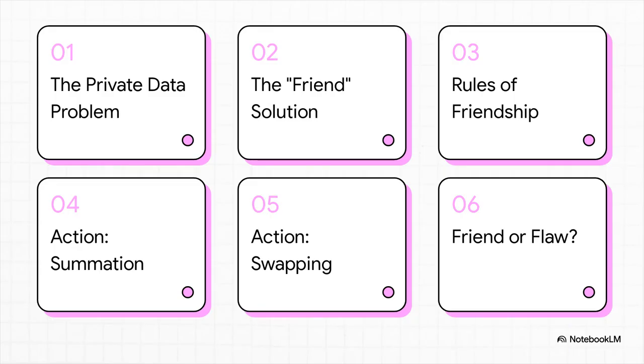We're going to start with the core problem, why we even need something like this. Then we'll introduce the friend solution and go over the rules of this special relationship. After that, we'll see it in action with two really cool code examples. First summation, then swapping. And finally, we'll have a little debate. Is this a brilliant feature or a major flaw?